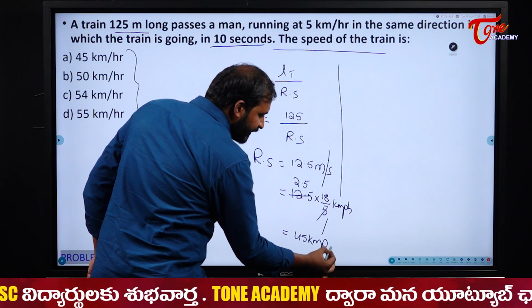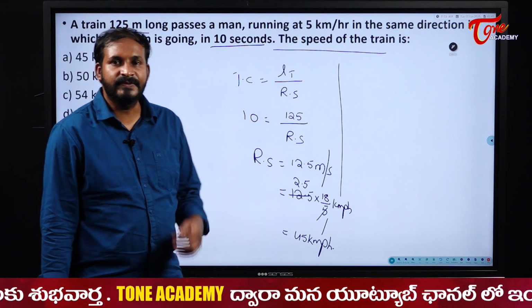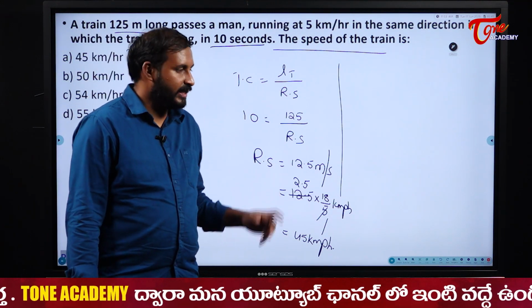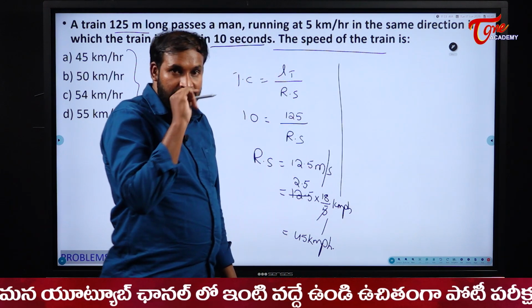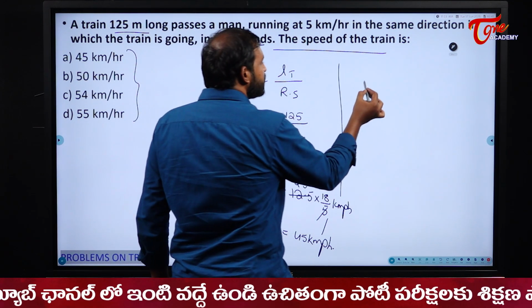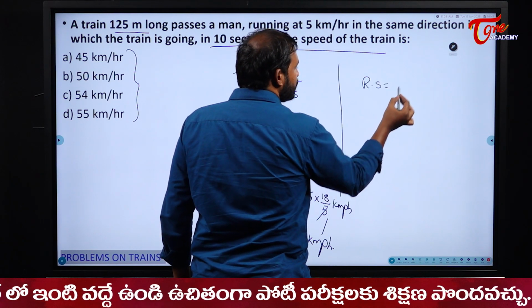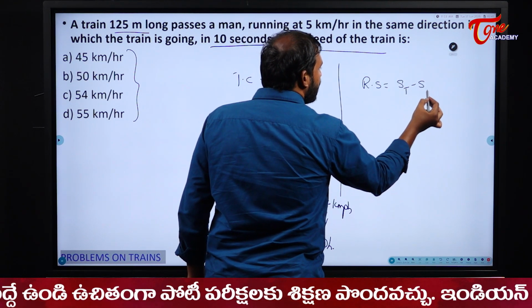45 kmph is the relative speed. Relative speed is here how much? 45 kmph. Now, according to the given data, they are moving in the same direction, right? When two objects are moving in the same direction, what happens to the relative speed? Speed of the train minus speed of the man.